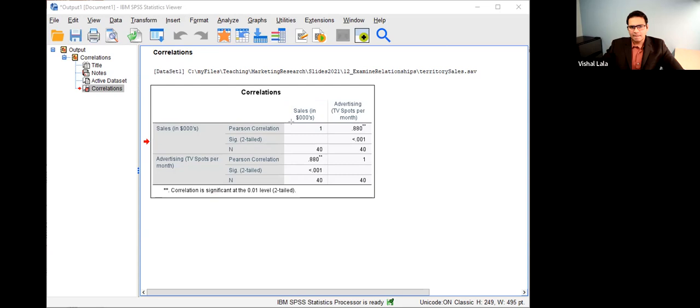If you look carefully here, you have a 1 here because this 1 represents the correlation of sales with sales. And the 1 in the bottom right-hand corner represents the correlation between advertising and advertising. No surprise that that's 1. Correlation with oneself has got to be 1. What we really care about here is the relationship between advertising and sales. That's this number here. Okay. So our correlation turns out to be 0.880. That's what our R is.